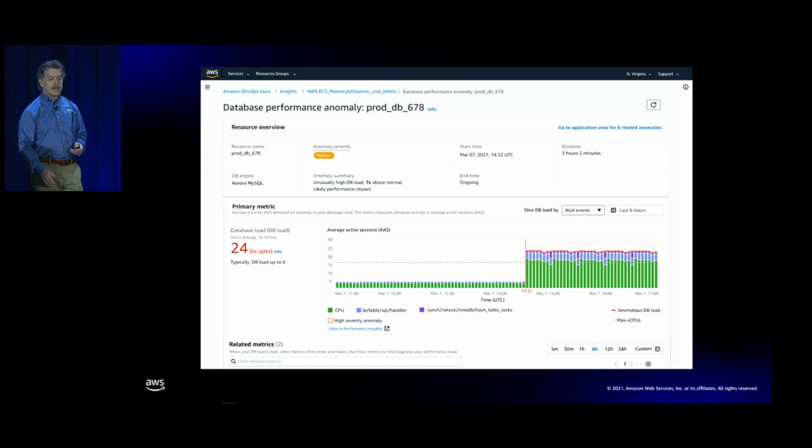Let's take a close look at what this particular page is telling us. First of all, we have the name of the database instance. We have the engine type. We have the severity and the start time. In this case, it's an ongoing issue, so there's no end time. It's happening right now, and the duration so far is about 3 hours. We've got a brief summary on this page of what has happened. It tells you that DevOps Guru for RDS detected that the database load was uncharacteristically high for this particular database.